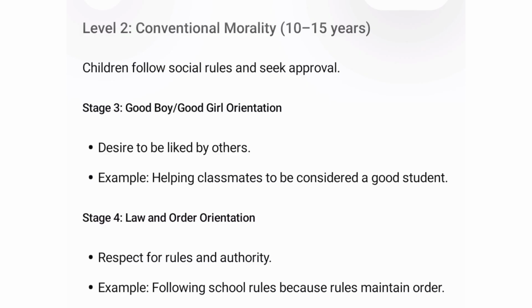Level 2, conventional morality, 10 to 15 years. Children follow social rules and seek approval. In stage 3, good boy or good girl orientation, there is a desire to be like others. Example: helping a classmate to be considered a good student. In stage 4, law and order orientation, there is respect for rules and authority. Example: following the school's rules because rules maintain order.